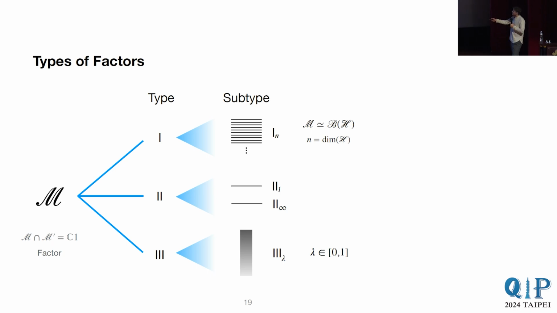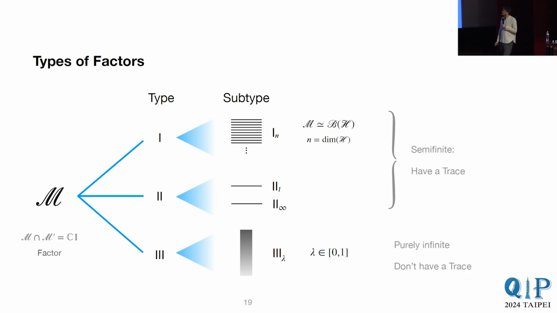So the first 2 types, 1 and 2, are also collectively referred to as semi-finite factors. And they are basically distinguished by the fact that they have a non-trivial trace functional. Whereas these type 3 factors, they're also called purely infinite, they don't have a trace. This means that if you take the trace, say, on the Hilbert space, it's just always infinite for any element of the algebra. So they don't have a meaningful notion of a trace.